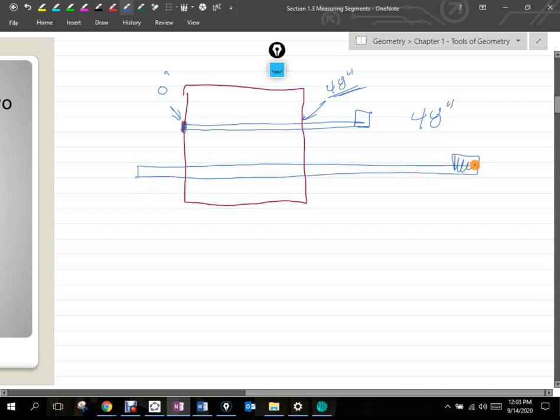Okay, so I've got the tape here, but now instead of this reading 0 inches, it's reading maybe 5 inches. And then over here, this is going to read 53 inches. Does that kind of make sense?